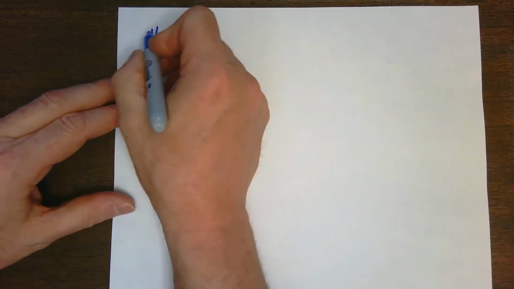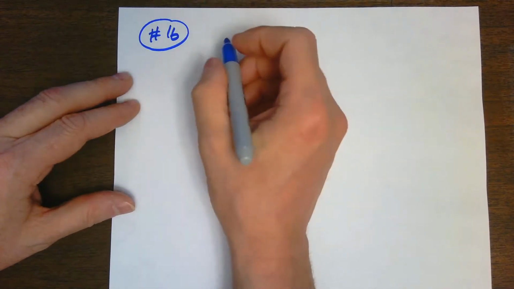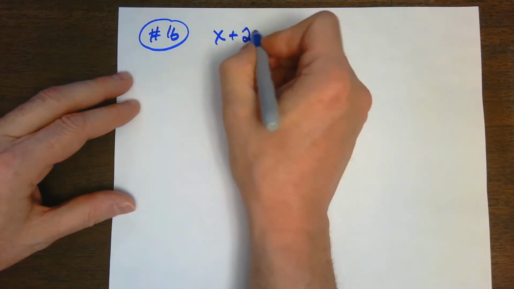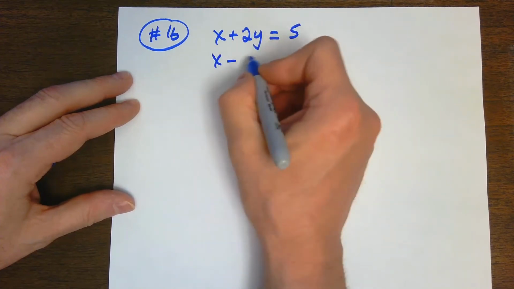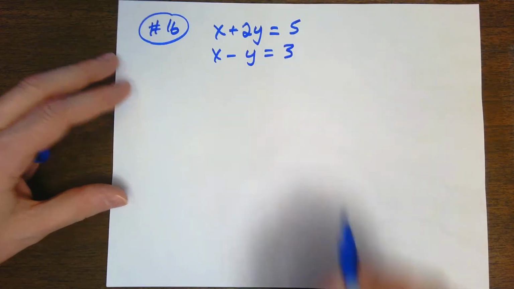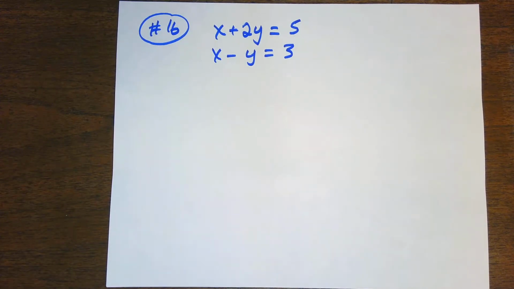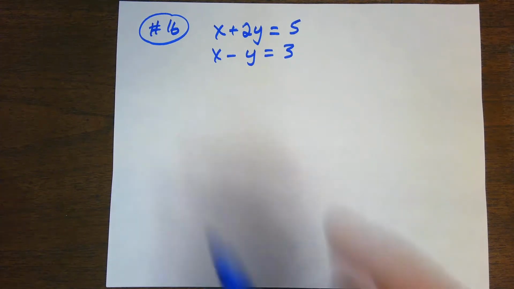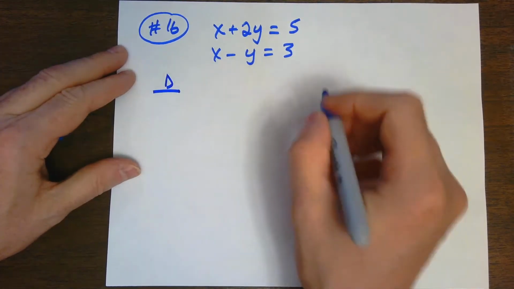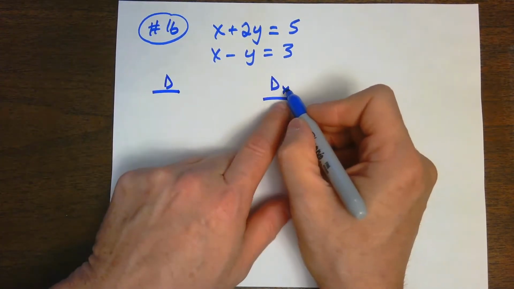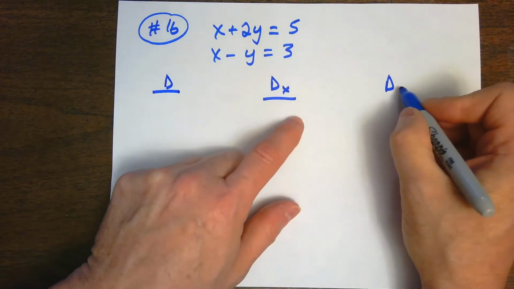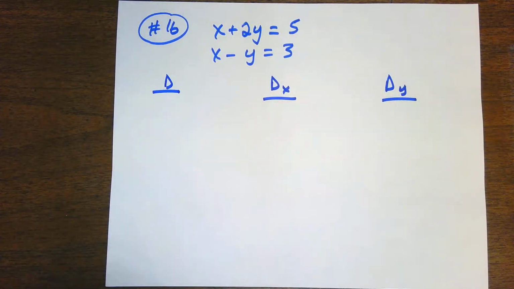This is going to be number 16 out of the exercise set. x plus 2y equals 5, and x minus y equals 3. There's my system, and I'm going to solve it using Cramer's rule. In Cramer's rule, I have to find three matrices: the determinant of the coefficients, the determinant with the x's replaced by the constants, and the determinant with the y's replaced by the constants.